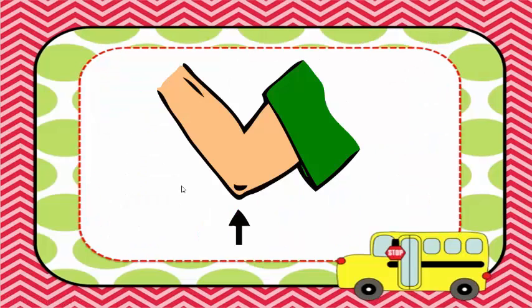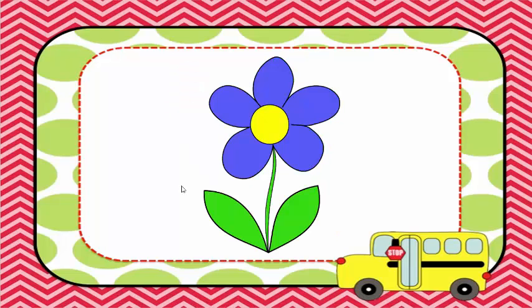What is this? Do you remember? Do you remember its beginning sound? Yes, it's an elbow, and it begins with the letter E. This, do you remember what this is? It's a flower. And it begins with the letter F.